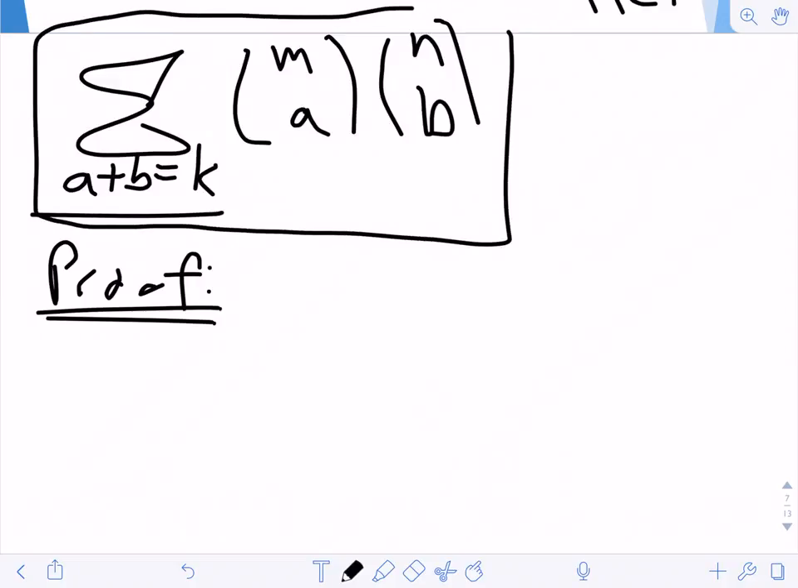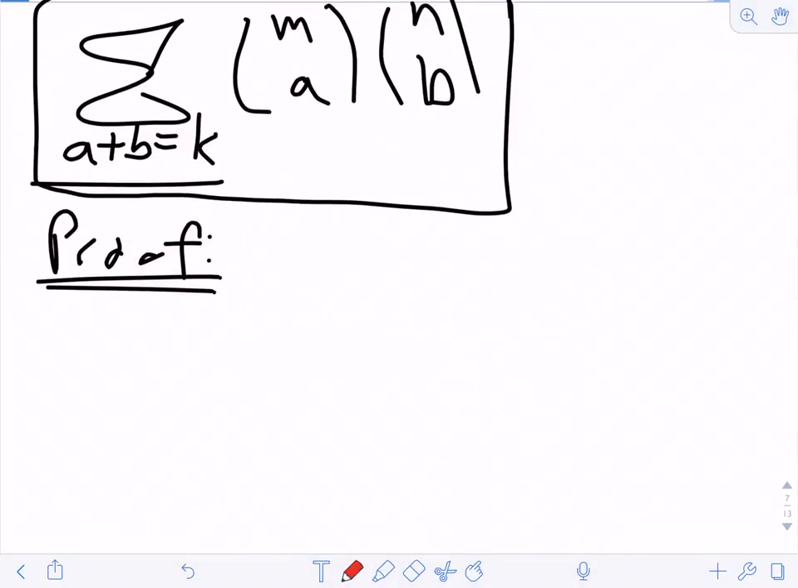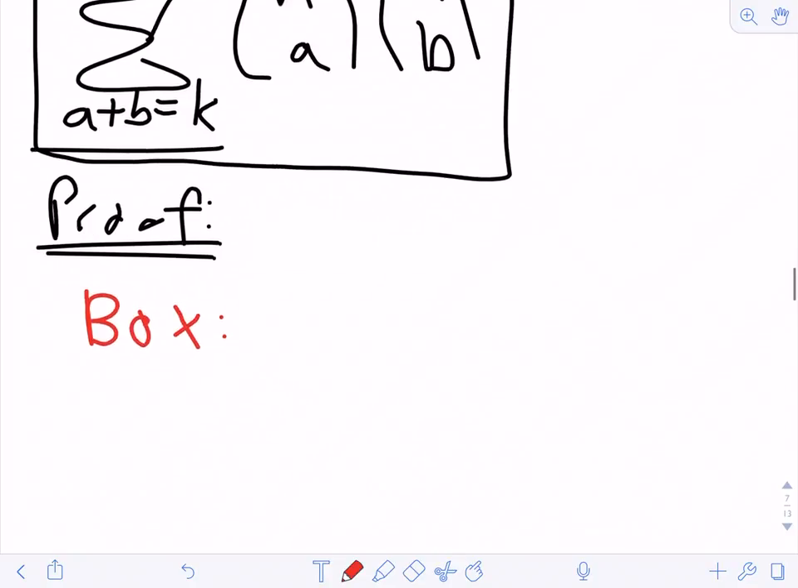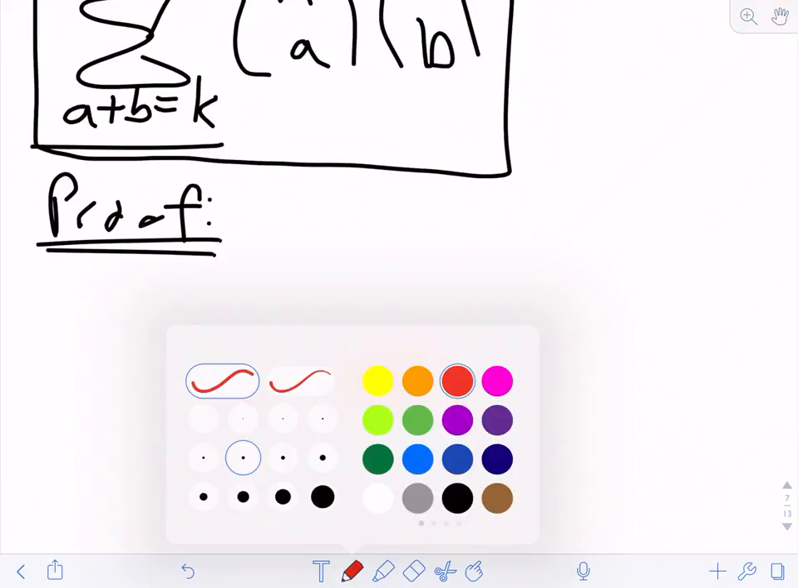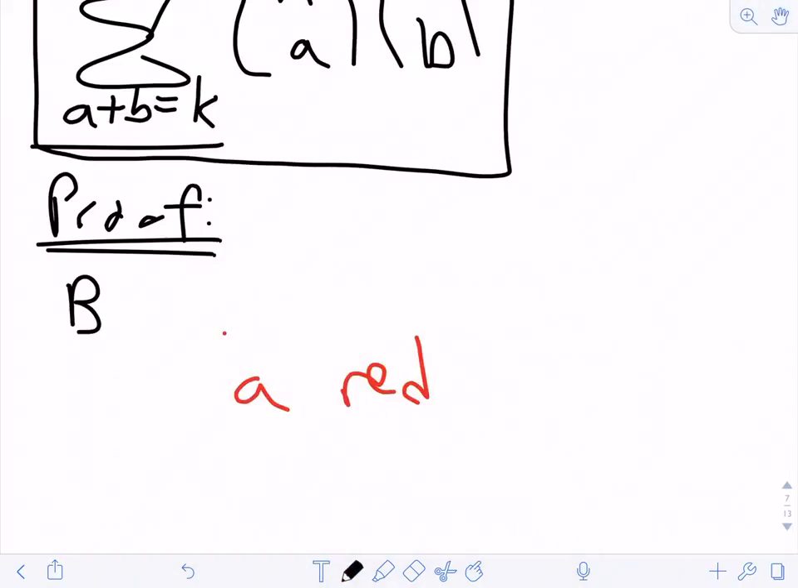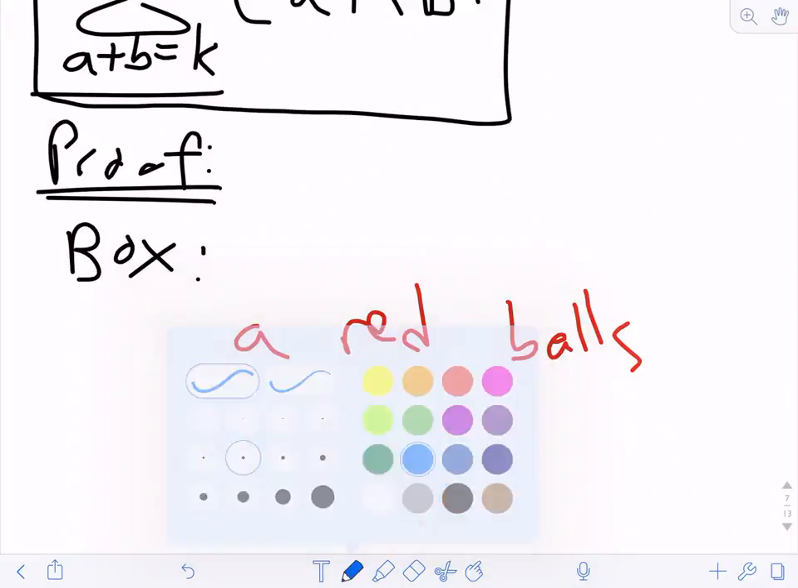In light of this summation here, we are going to do as follows. Suppose you have a box. In the box, there are A red balls. Actually, sorry. I'll move the proof along in black. You have a box. In this box, there are A red balls and B blue balls.